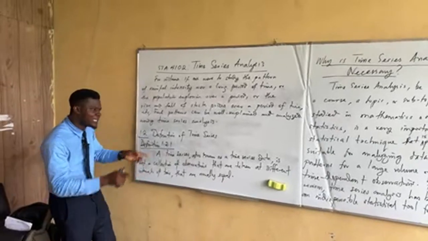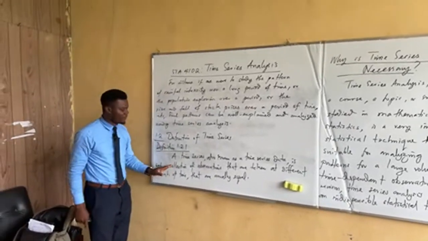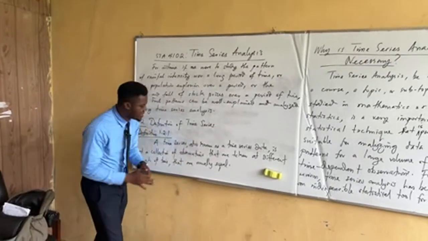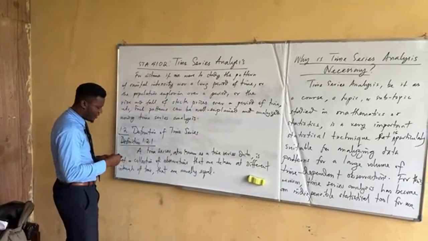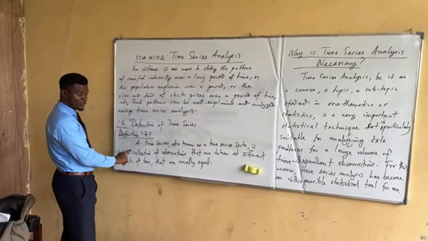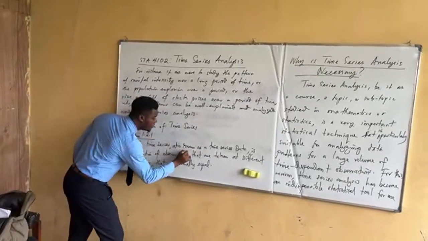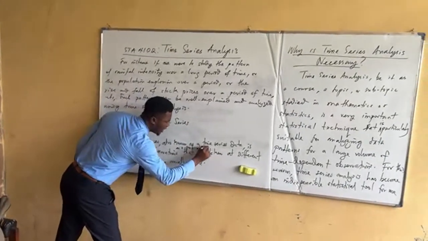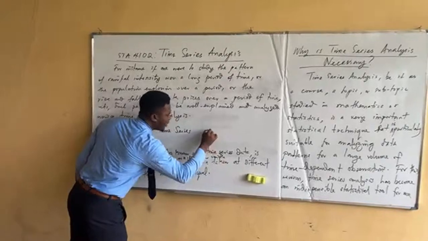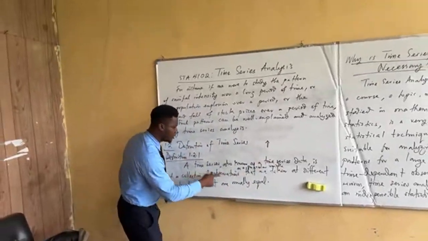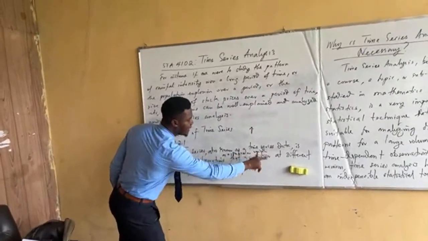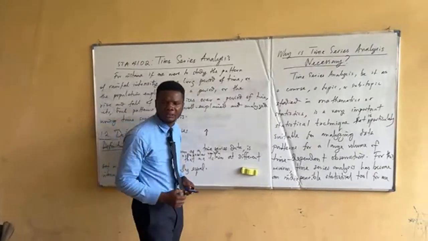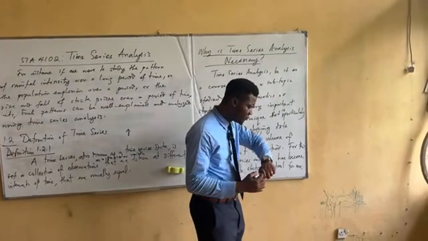But in any case, please take note. It simply refers to a collection of observations. I would even want you to add this because it is very important: a set or collection of observations on a particular variable. Just put an arrow on top. On a particular variable that are taken at different intervals of time. It will make that definition more complete.